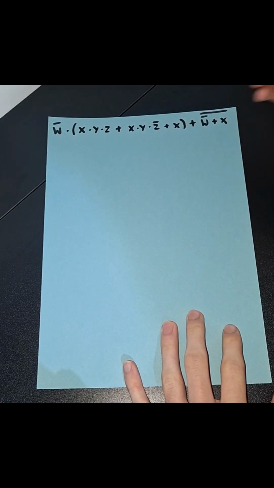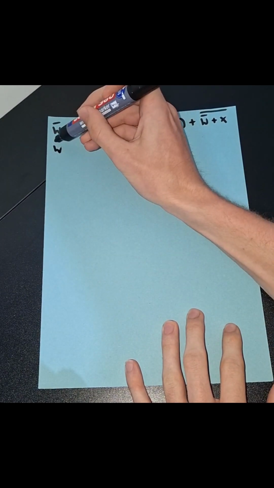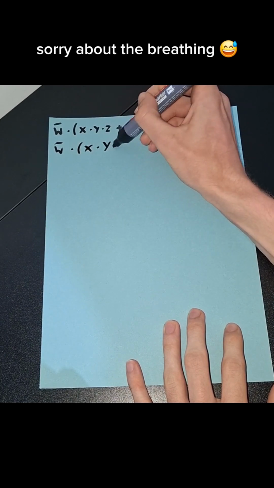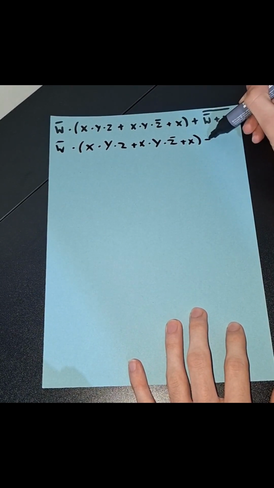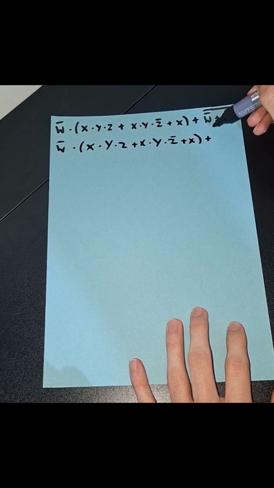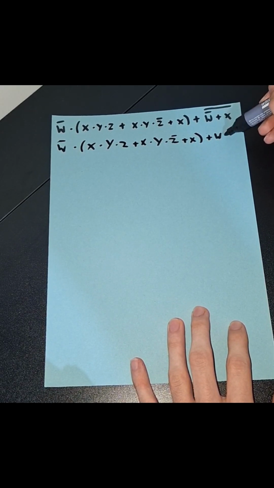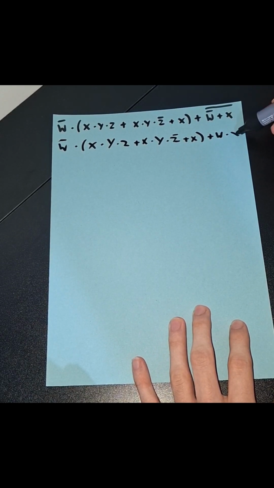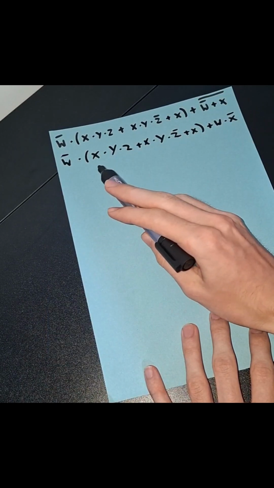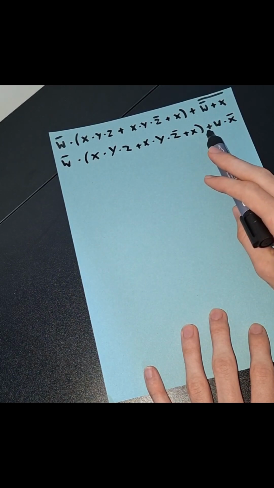So first thing I want to do with this Boolean expression is just get rid of the nots here by just De Morganing it. So not w will just be w, not or will just be and, not x will obviously be not x.